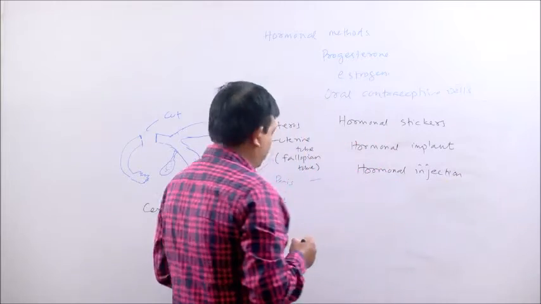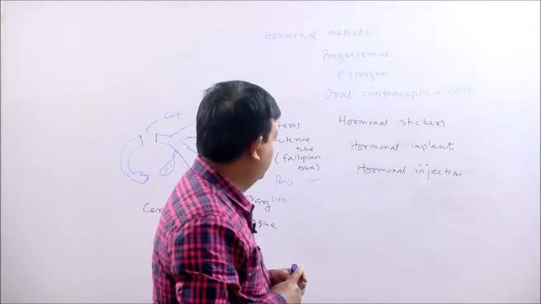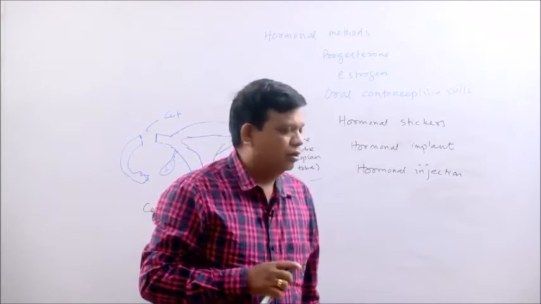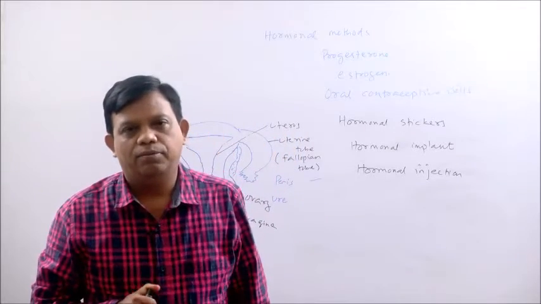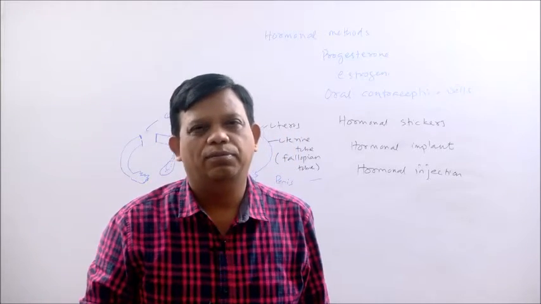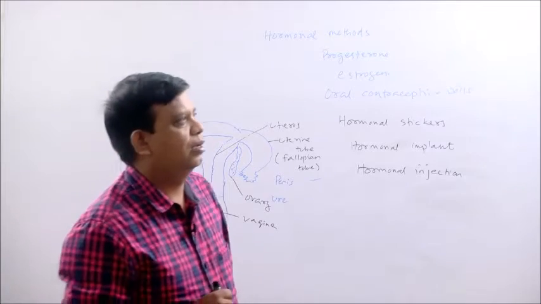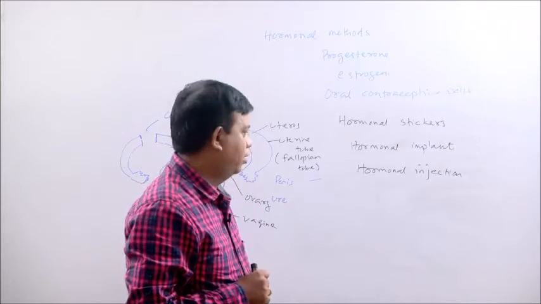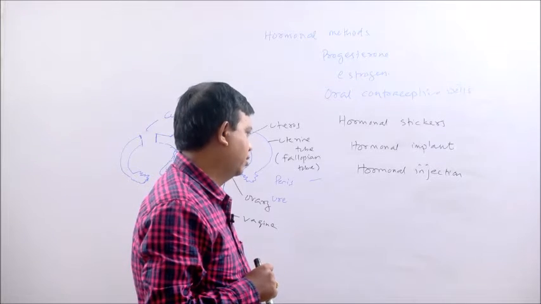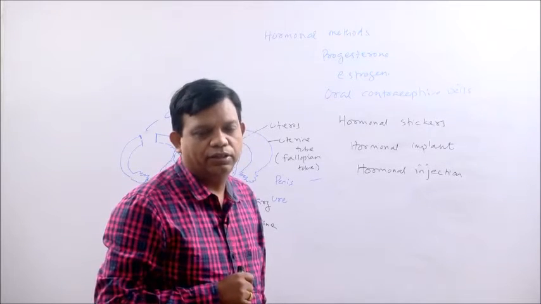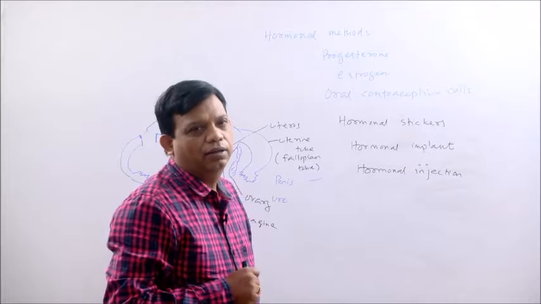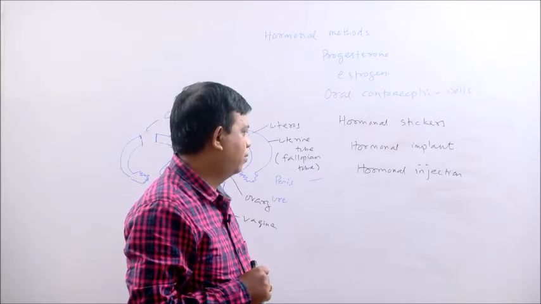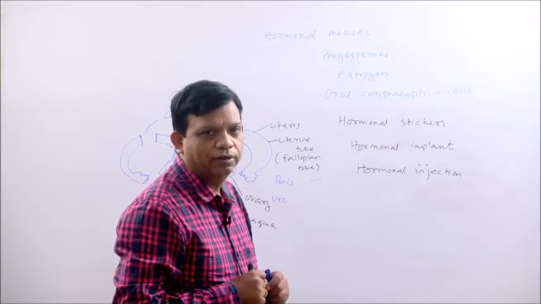Then we have hormonal injection. Hormonal injection contains progesterone, and it is administered intramuscularly to the woman in the form of injection. Every 3 months, one injection shot is given.